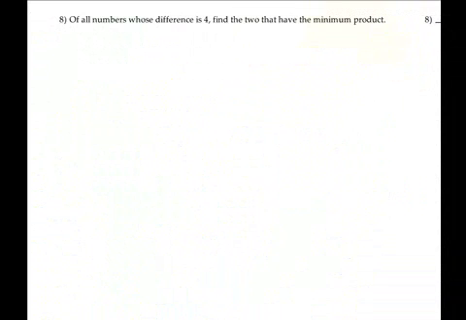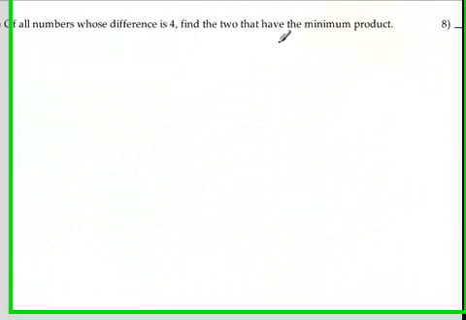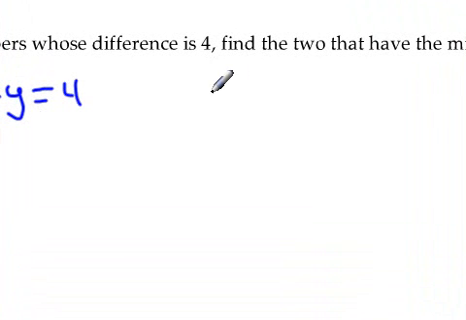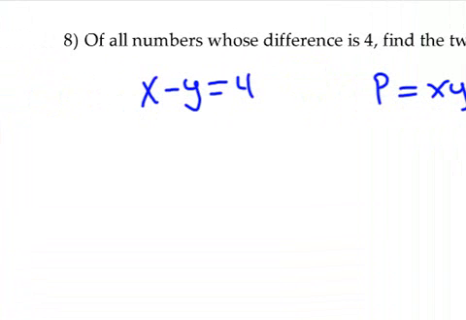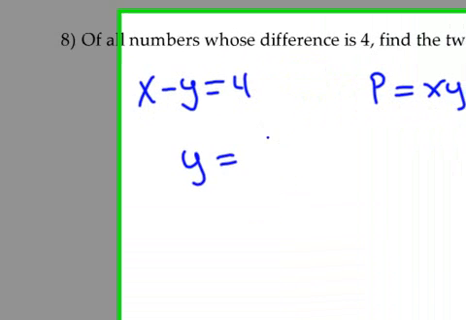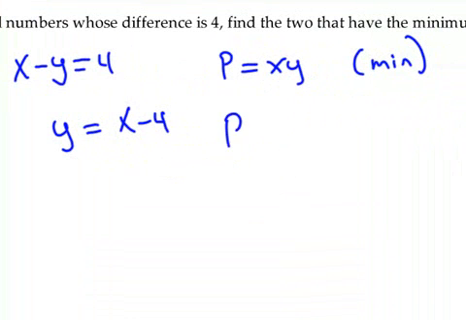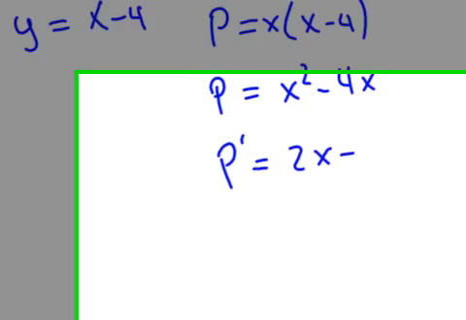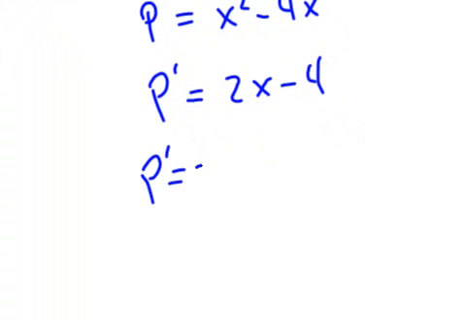Number 8, of all the numbers whose difference is 4, find the two that have a minimum product. So if x minus y equals 4, we want the product of x times y to be a minimum. So let's see. y would equal x minus 4 in this case, so my product is x times (x minus 4), or my product is x squared minus 4x. If we look at the first derivative here, we get 2x minus 4. That equals 0 when x equals 2.